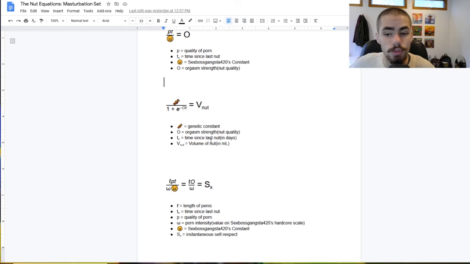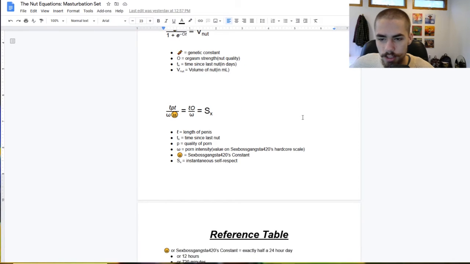A few things to note is that the time is always recorded in days. So if you receive time since last nut in hours, you have to convert it to days in order for it to function properly in this equation, as well as the volume of nut is always output in milliliters. So that's important to remember. You're not getting 9 gallons, you're getting 9 milliliters. Big difference.